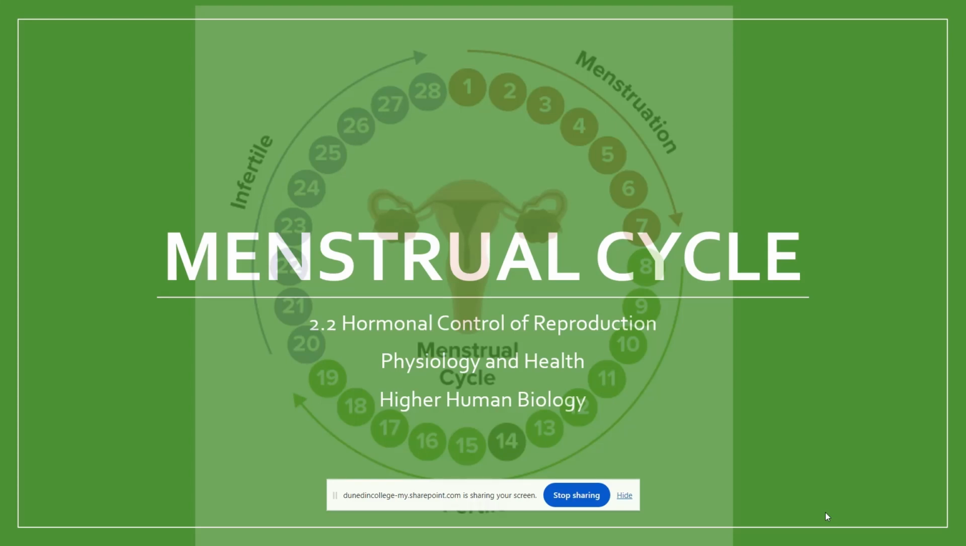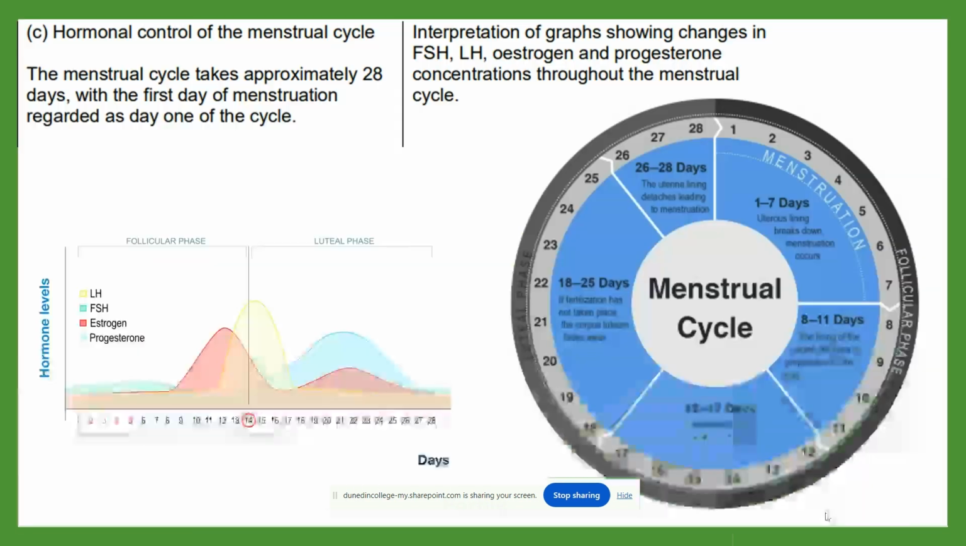Hi everyone, in this video we'll cover the final topic of key area 2, hormonal control of reproduction. We're going through the details of the menstrual cycle. So what we'll explore are the four main hormones, FSH, LH, estrogen and progesterone. We'll look at how their concentrations vary, and which events of the menstrual cycle this controls.